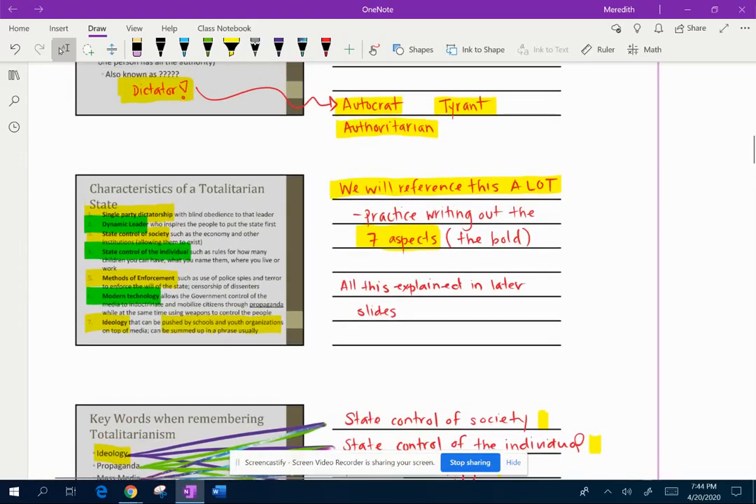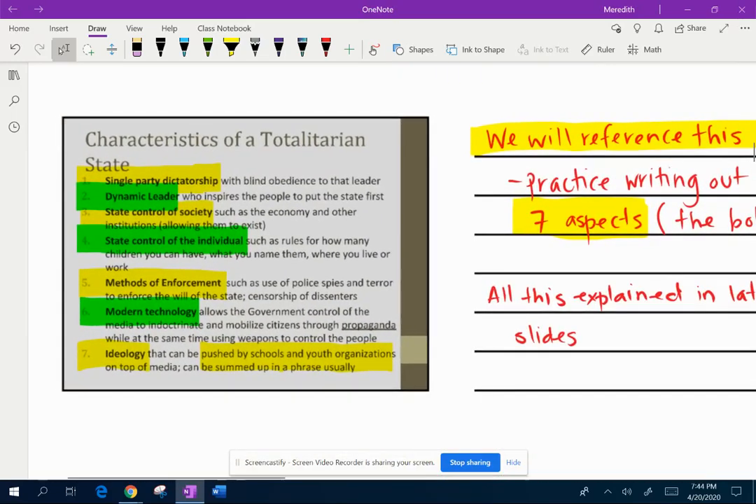And once again, I just want to end on these 7 characteristics of a totalitarian state, because this is 100% what we will be working with for the last 6-7 weeks of school. So please make sure you understand what a single party dictatorship is, a dynamic leader, what that looks like or what that means, and then state control of the society, state control of the individual, methods of enforcement, modern technology, and what an ideology is. It's super, super, super important.